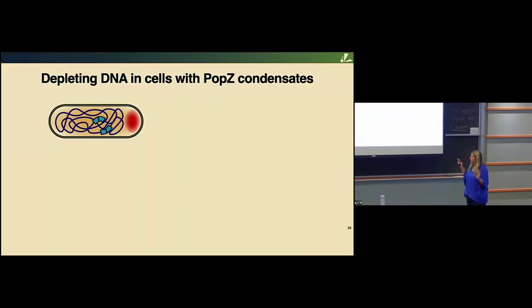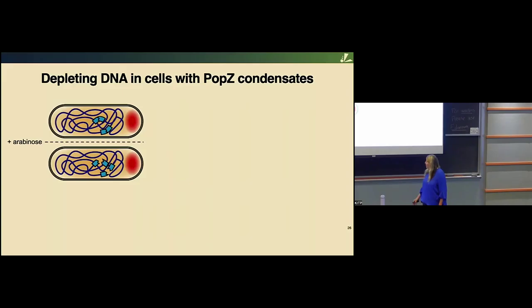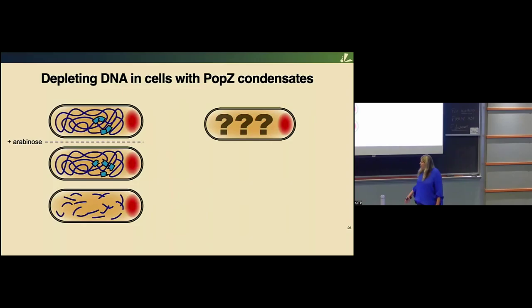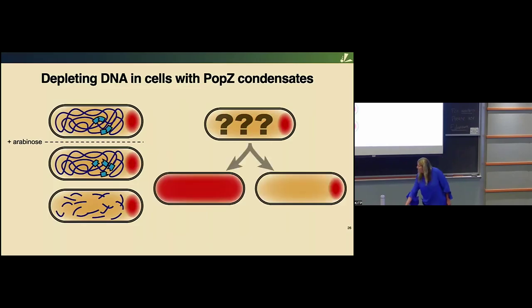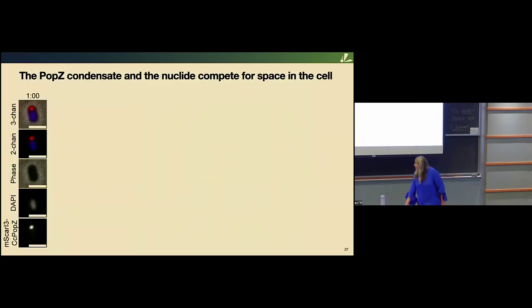And we know from many experiments in the past that POP-Z condensate will stay at the pole in E. coli if you express it. But what we've done is that we added a system that can introduce DNA breaks, so kind of get rid of the nucleoid. So the question is, when we add arabinose and start chopping up the nucleoid, what's going to happen? Is POP-Z going to stay nicely at the pole as a condensate, or just take over the cell? And what we found is the latter.